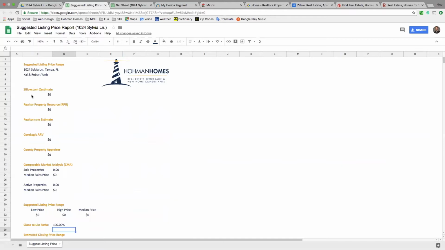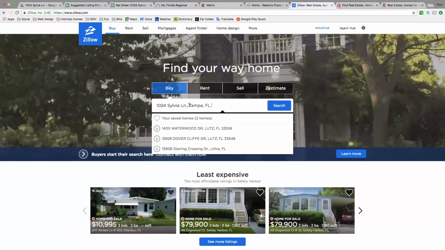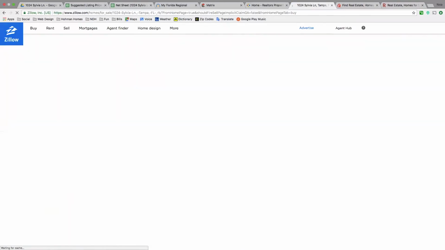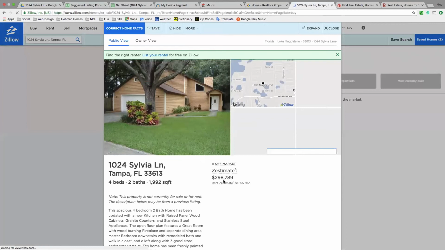What we're going to be doing is this: we have here 5 different online valuation models that we can use to get a potential price point. This home currently is not on the market, so we can actually find a little more data. We're going to enter the address into Zillow, and Zillow is going to come up with their estimate. Their estimate is $298,789.